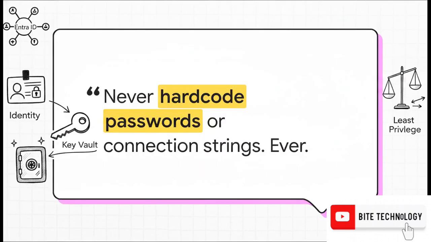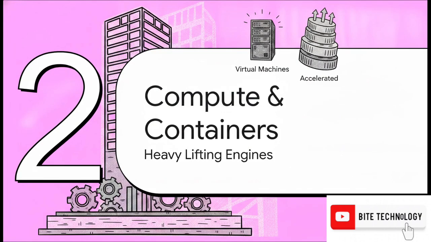Right, let's talk identity. Microsoft Entra ID, which, by the way, you might remember as Azure Active Directory, controls exactly who can do what. But the golden rule here, and I cannot stress this enough, never hard-code your connection strings or passwords, ever. Seriously, don't do it. Instead, you're going to use Entra ID for your identity and Azure Key Vault to securely store those secrets. And always follow the principle of least privilege. Just give a system the absolute bare minimum permissions it needs to do its job. Nothing more.